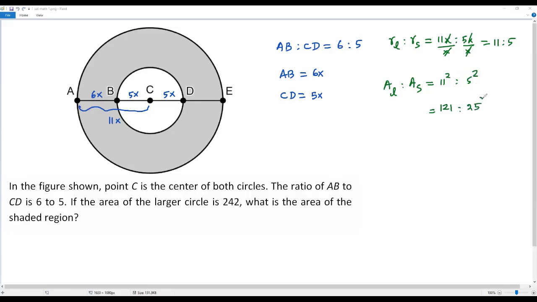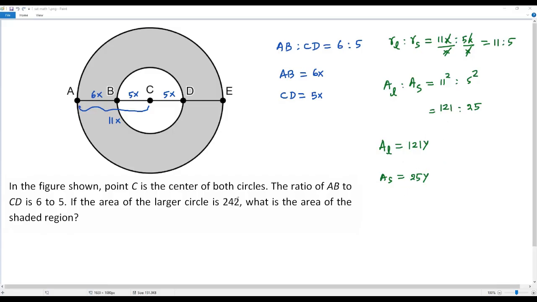From the terms of this ratio, if I want to get the areas of the two circles, I have to multiply the terms by the same non-zero number, say y. The area of the larger circle is equal to 121y. To get the area of the smaller circle, we multiply this term by the same y, then I'm getting 25y. Here I got the areas of the two circles: the area of the larger circle, and the area of the smaller circle.